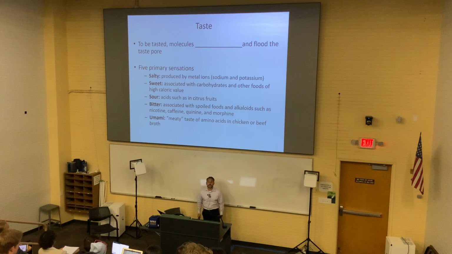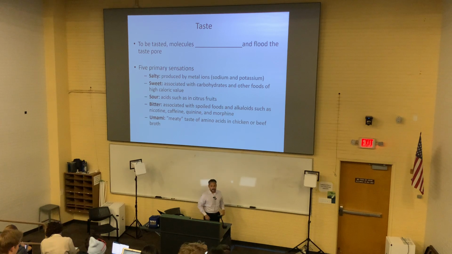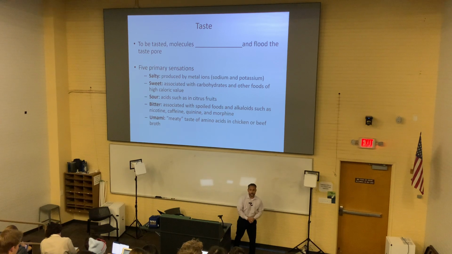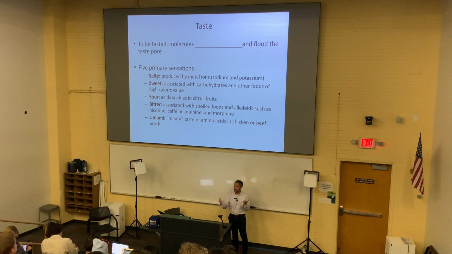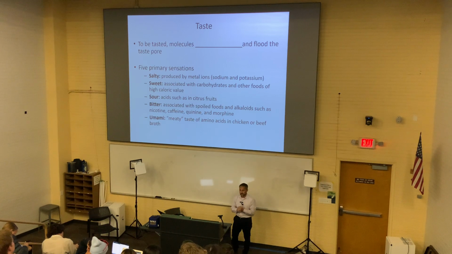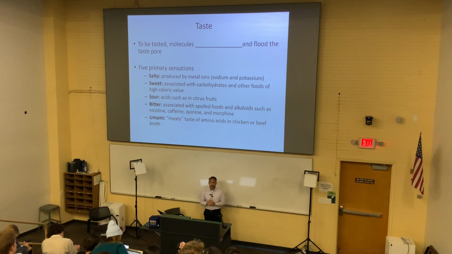So in order to taste, the molecules actually have to be fully dissolved and flood the taste pore. We're going to see the same motif happening in the nose. Because gustation and olfaction are both chemical senses, and gustation, or taste, and olfaction, smell, are closely related. In fact, you use them together. So in taste, we've got 5 primary sensations. You learned about this in lab: salty, sweet, sour, bitter, and umami.